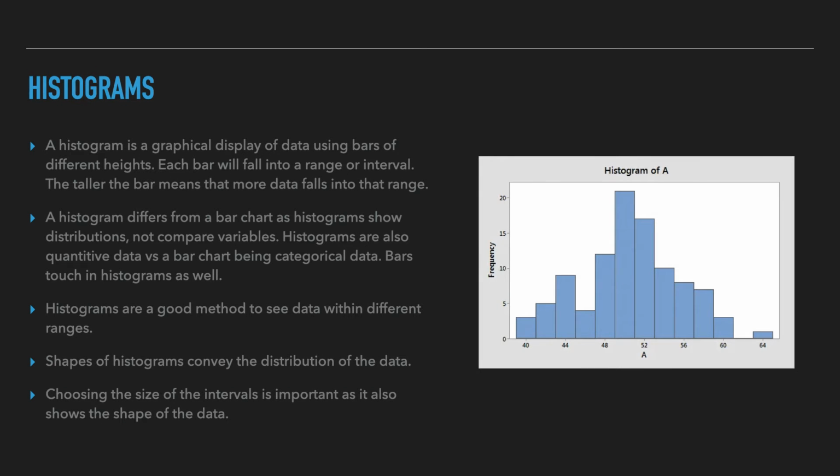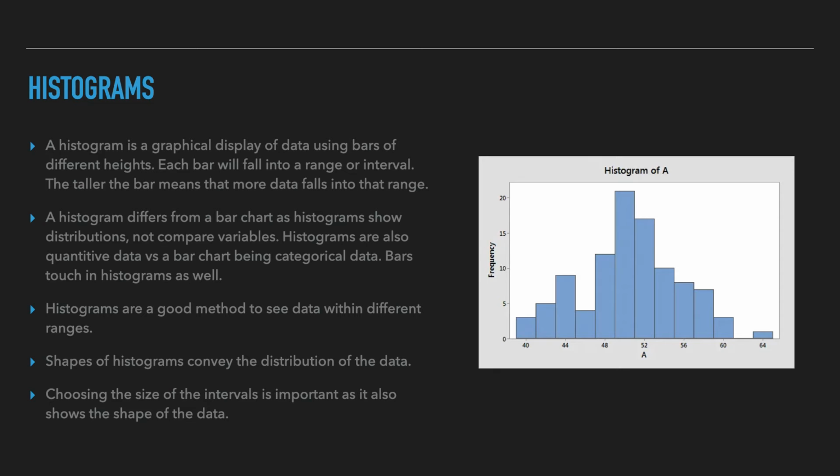Histograms. A histogram is a graphical display of data using bars of different heights. Each bar will fall into a range or interval. The taller the bar means that the more data falls into that range. A histogram differs from a bar chart as histograms show distributions, not compare variables. Histograms are also quantitative data versus a bar chart being categorical data. Bars touch as well in histograms.